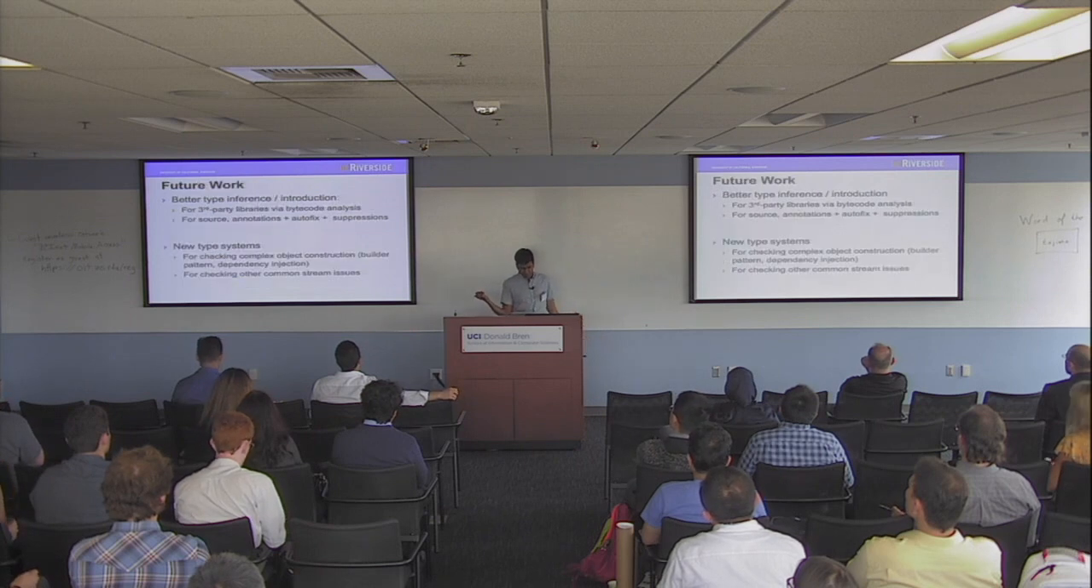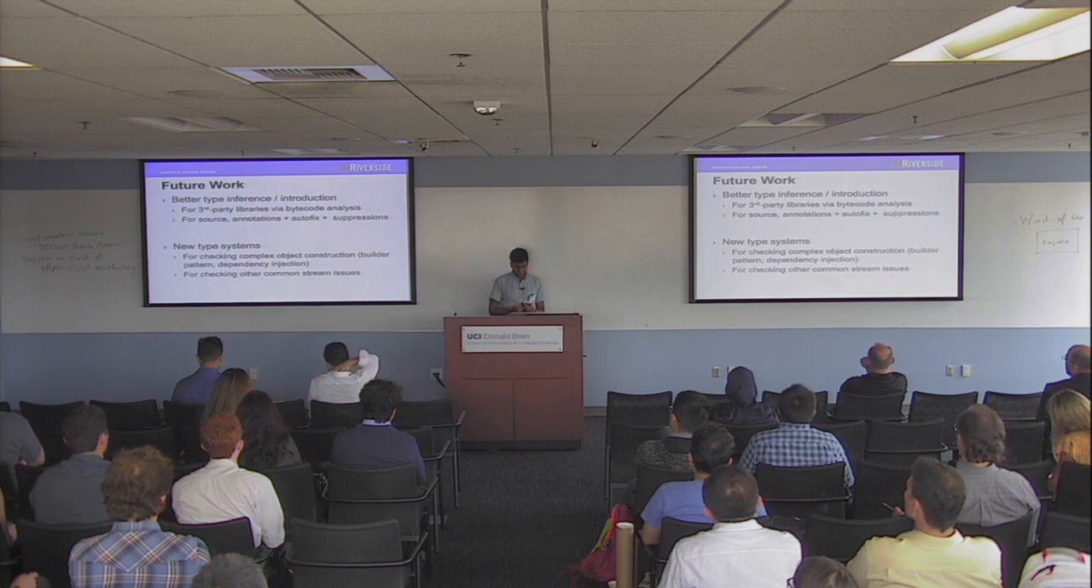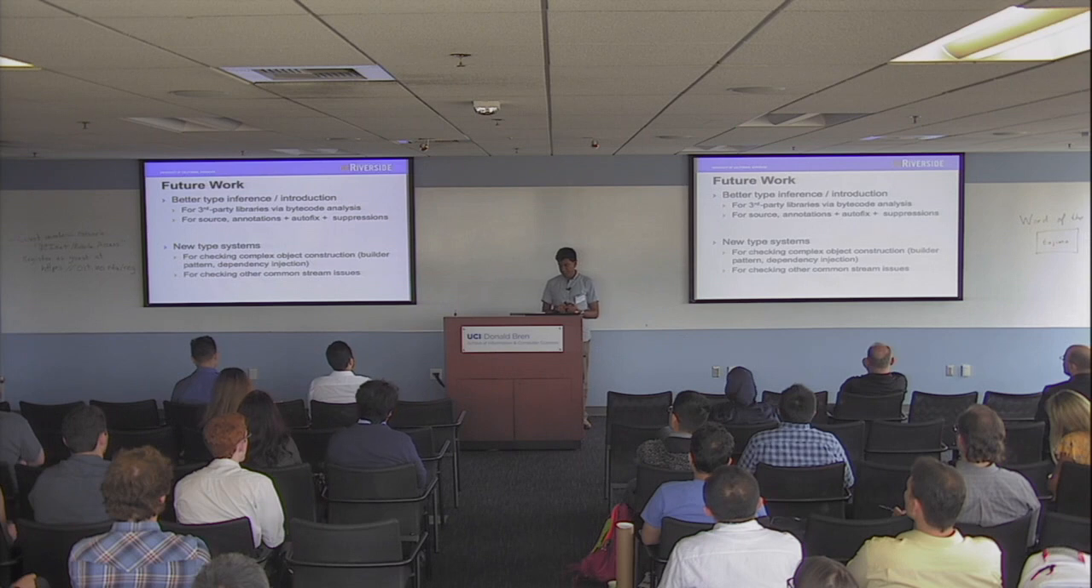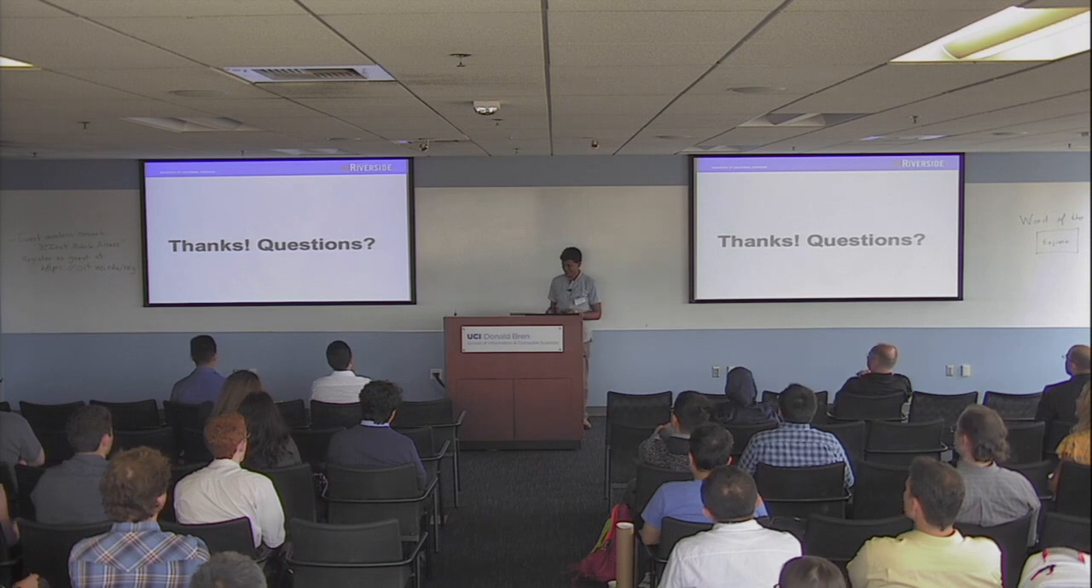So for future work, we want to try to solve this inference problem, the thing with the third-party libraries, 2 hours per app. I think we have some cool ideas on how to reduce that dramatically. And also, we're working on some new type systems for checking things like complex object construction protocols and other issues with streams. So sorry for going over, but thanks, and I'm happy to answer questions if we have time.